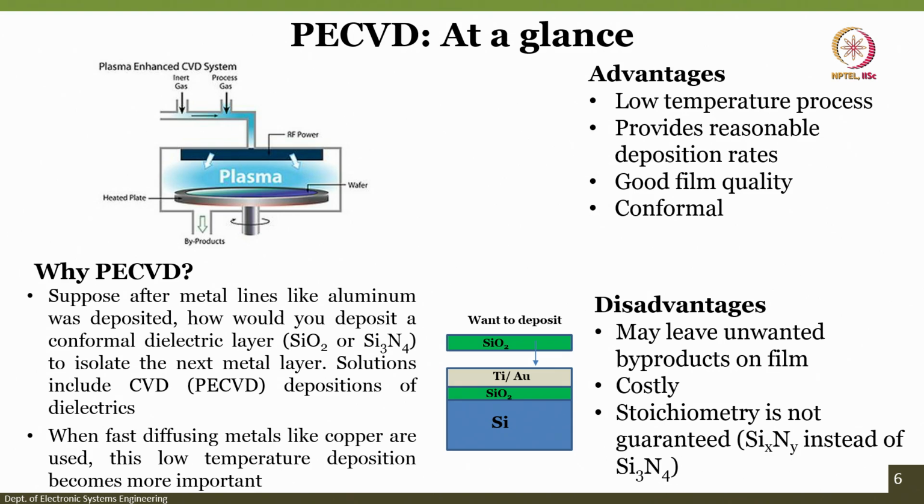The disadvantage of this particular process is that it may leave unwanted byproducts, it is a little bit costly, and stoichiometry is not really guaranteed, particularly when we talk about silicon nitride. It can be SiX and Y instead of Si3N4, X and Y can be some numbers. Suppose you have a metal like titanium or gold or aluminum, you can deposit silicon dioxide on that because the temperature of this PECVD is lower. So, the advantages are a lower temperature process, reasonable deposition rates, good film quality and conformality.